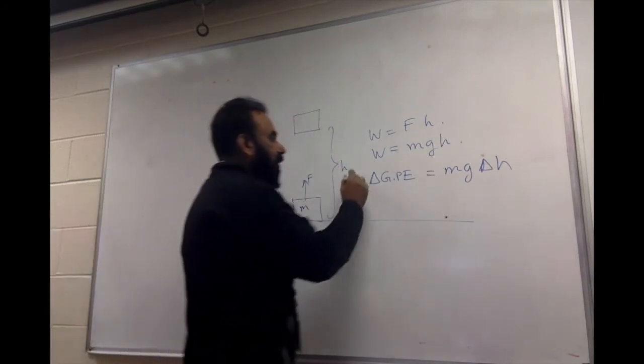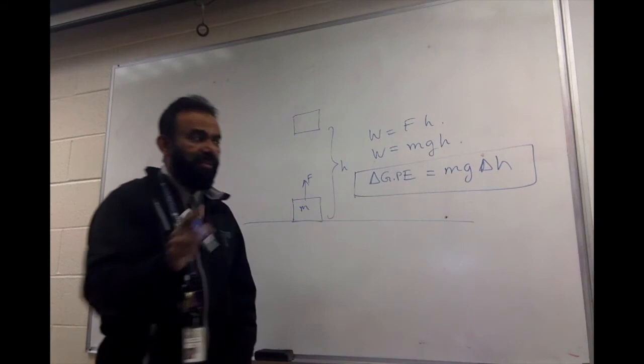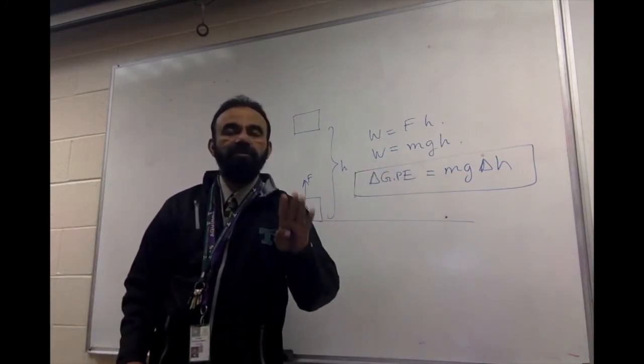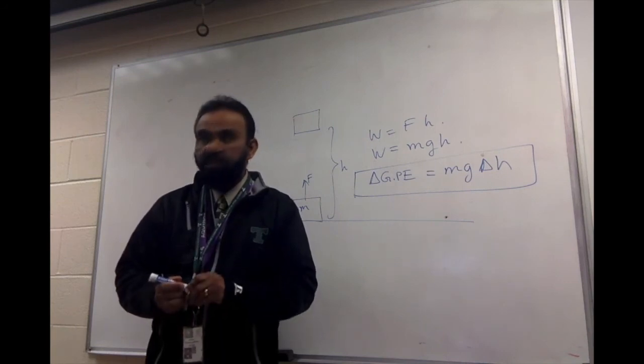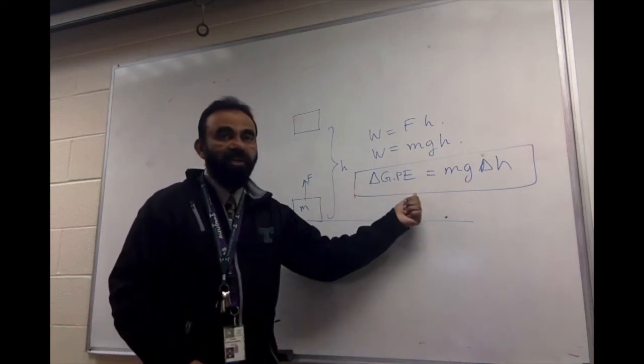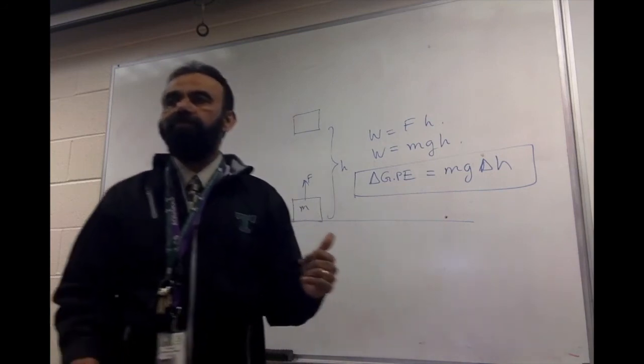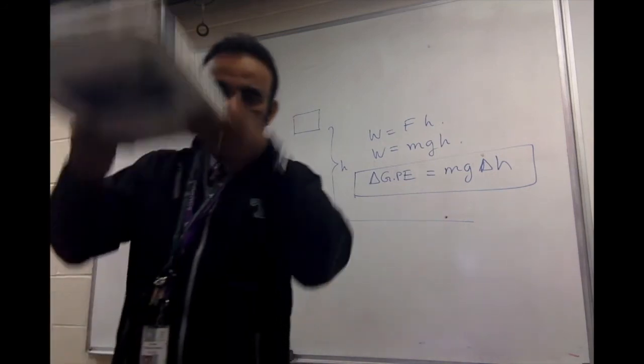That is the important equation. So you may see in some textbooks, they say potential energy is mgh. That is not right. Potential energy is not mgh. The change in potential energy is mg times the change in the height. Make sense? How do you know the change in the height? Oh, like this. You know how much it is.